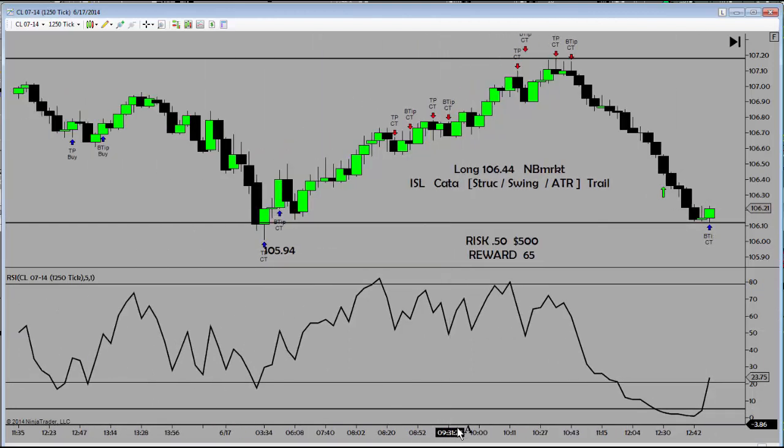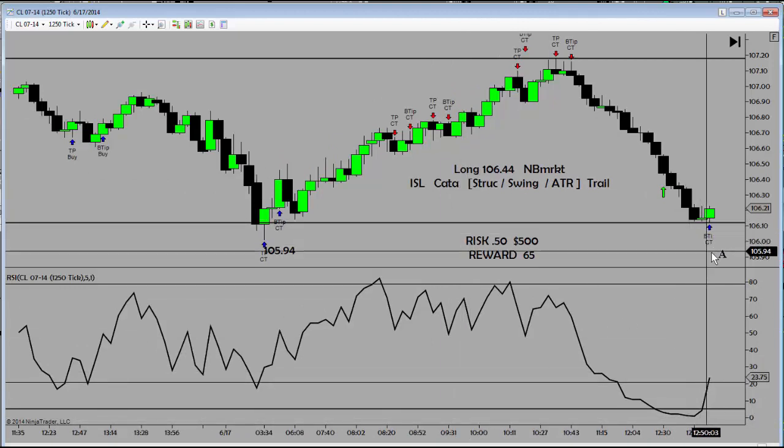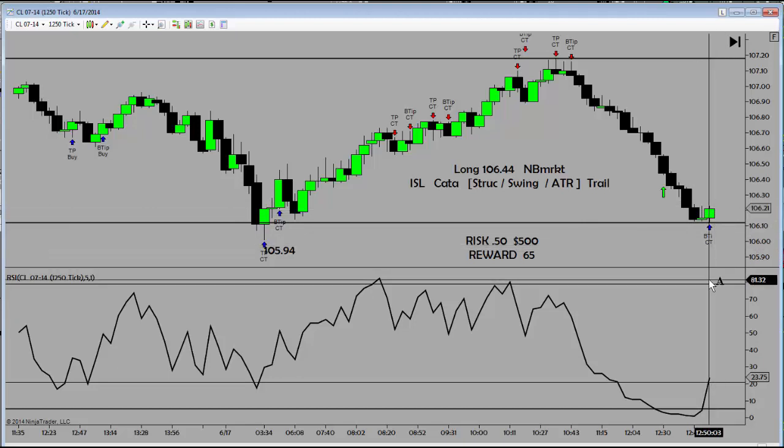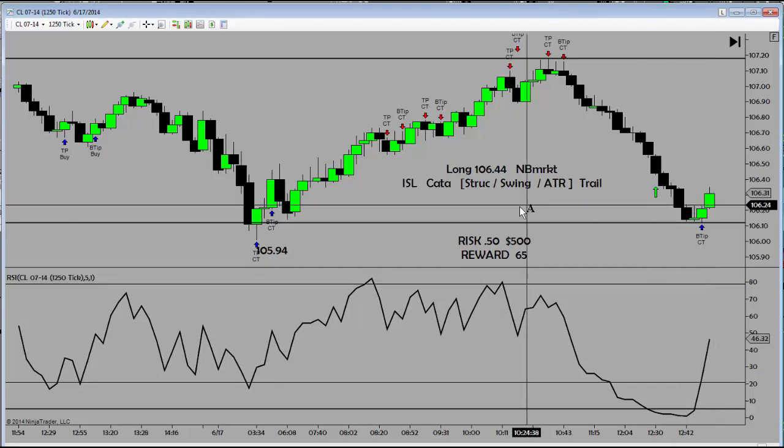Well, what if I just waited for that structure? Or what if I said, let's look for this and then wait for a black tip to signal an entry? So let's say we take the black tip and now we buy next bar market. So we'd get long at the open. So right here, we're long from the 106.22.